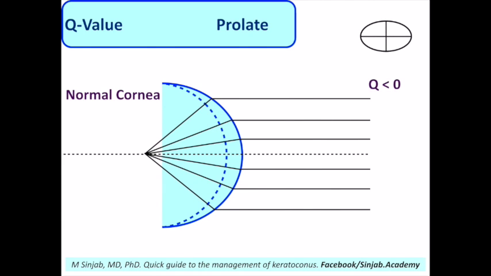Now, suppose the cornea is prolate. In this case, the Q value becomes less than 0. It means that it is negative. In this cornea, the central part of the cornea is steeper than the peripheral part, and this will compensate for the difference in angles of incidence and refraction. And this is the normal cornea. It takes a prolate shape.